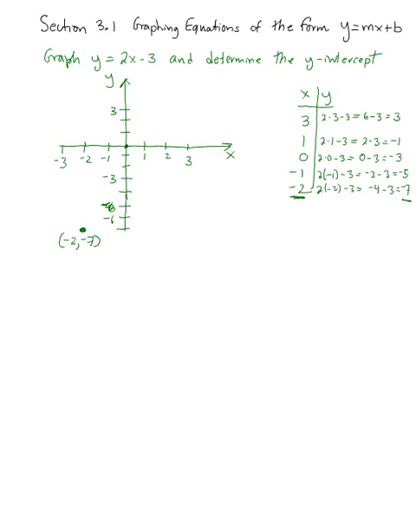Okay, so my next one, I got x is -1, y is -5. So x is -1, y is -5. That's right about there, where I goofed up and crossed that thing out. So I'll just put a dot there, (-1, -5).